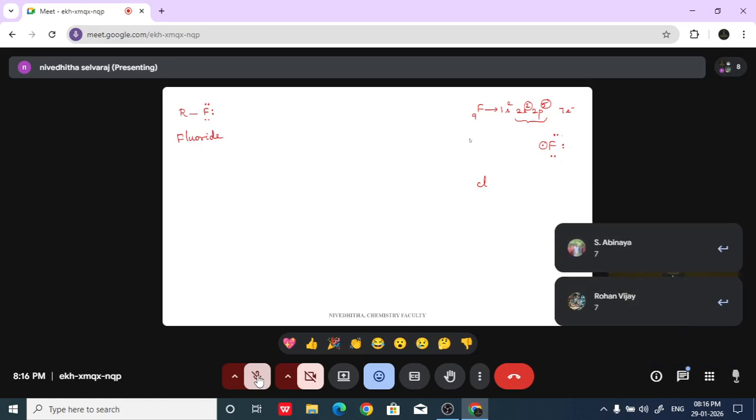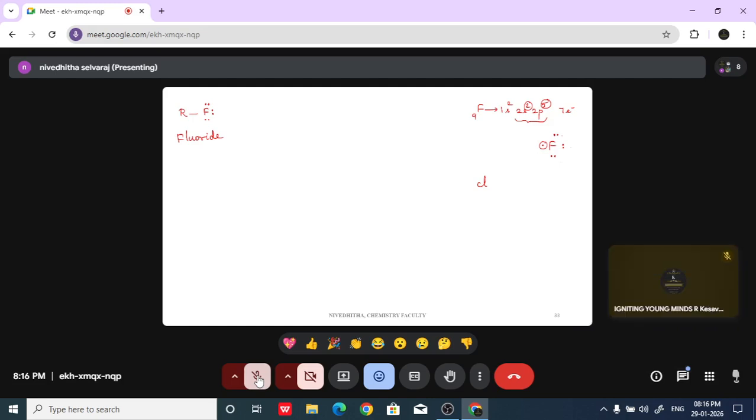You know what? It is very easy to find the valence electrons without even knowing the atomic number, without even writing the electronic configuration. How to do that? Basically, if you know the position of that element in the periodic table, then it is very easy for us to find the number of valence electrons.